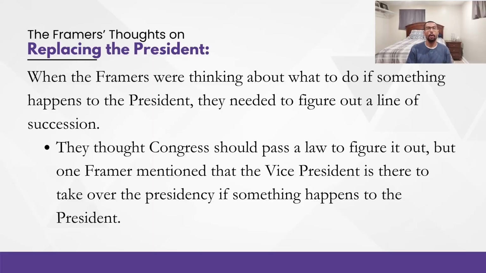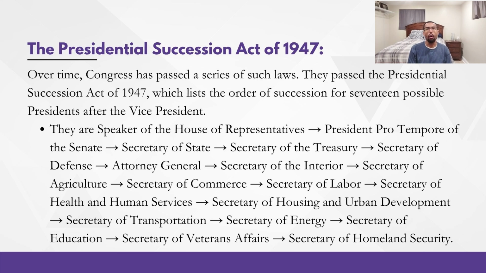When the framers were thinking about what to do if something happens to the president, they needed to figure out a line of succession. They thought Congress should pass a law to figure it out, but one framer mentioned that the vice president is there to take over the presidency if something happens to the president. Over time, Congress has passed a series of such laws.